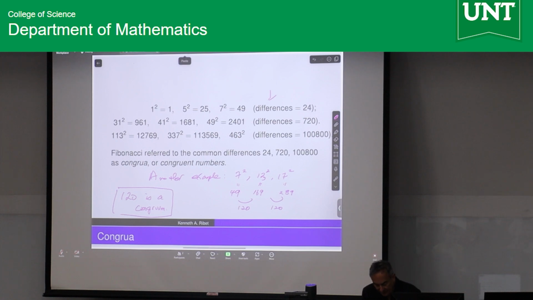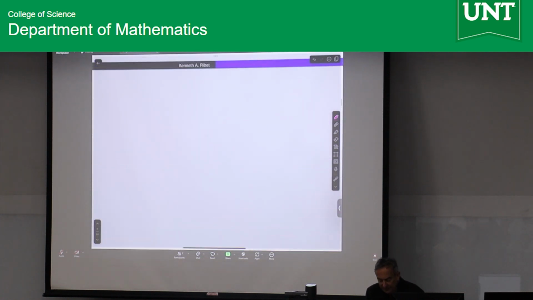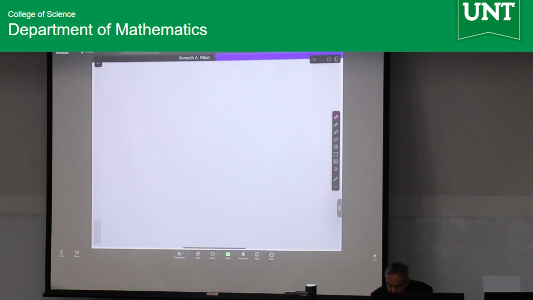But now I want to explain, I can go to this blank slide and try that. So if we take, let's do 1 squared, 5 squared, and 7 squared, that will give us the congruum 25 minus 1, which is 24. But we can also take the 1 squared and we can multiply it by 42.